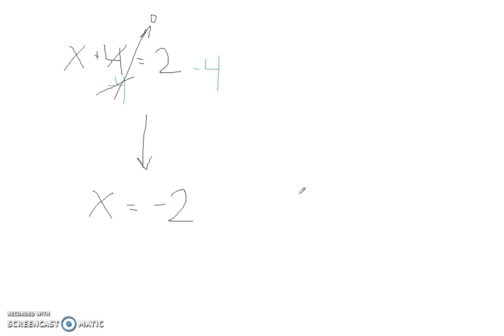And of course, you can go back and actually check that. Our original equation was x plus 4 equals 2. If we substitute this in, negative 2 was our solution. Let's try it, see if it makes sense. Does negative 2 plus 4 equal 2?